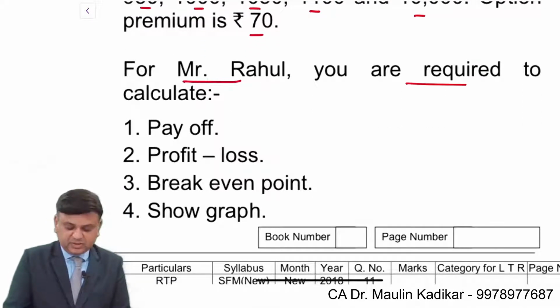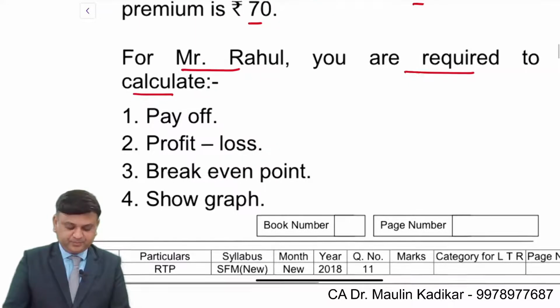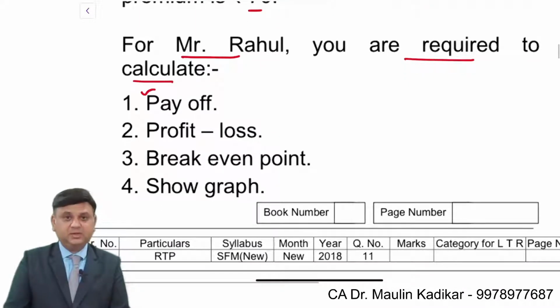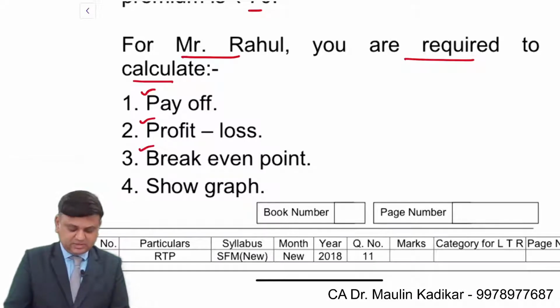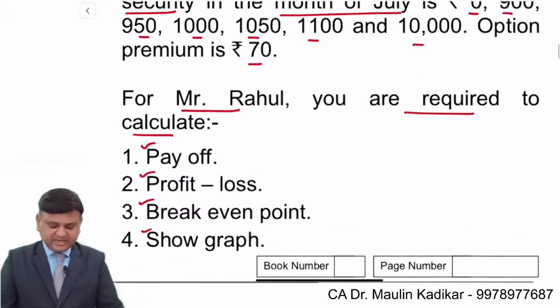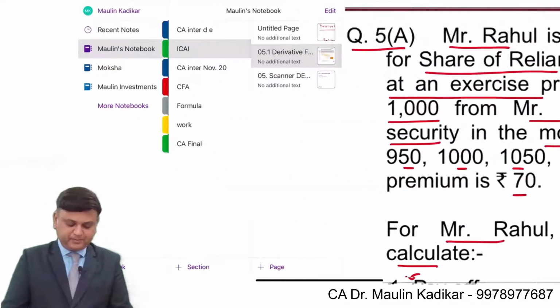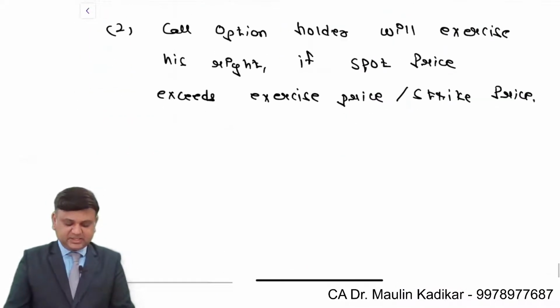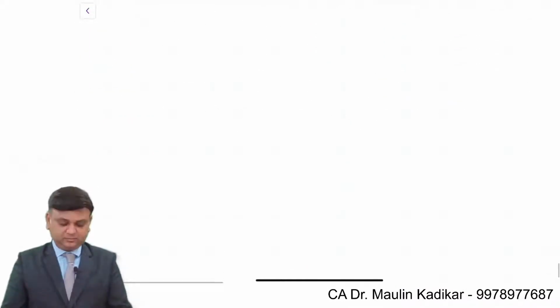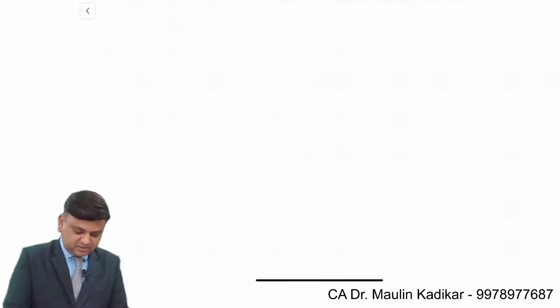For Mr. Rahul, you are required to calculate: the first is the payoff, second is the profit or loss, third is the break-even point, that is the spot price of the security at which there is no profit, no loss, and the last is a diagram. So these things are required to be calculated. So we understand like this. Write the answer along with me.